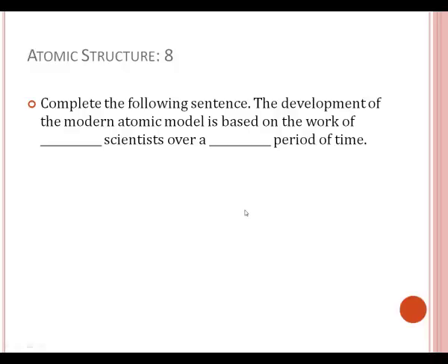Number 8 is another complete the sentence. The development of the modern atomic model is based on the work of many scientists over a long period of time. Whenever we learned about all of the different models of the atom, we started with Democritus, and Democritus was active in 400 BC. We then worked all the way up to the quantum mechanical model, which is in use today. So that's more than 2,000 years, and many scientists worked on this over that time.